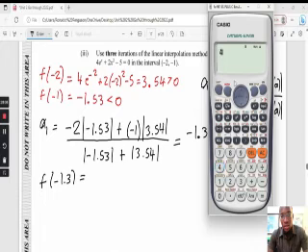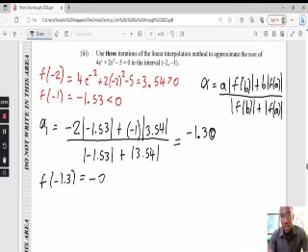Now this is 4e to the negative 1.3. Then we have plus 2 times negative 1.3, and that's being squared, minus 5. We notice that f of negative 1.3 is negative 0.53, which is less than 0.